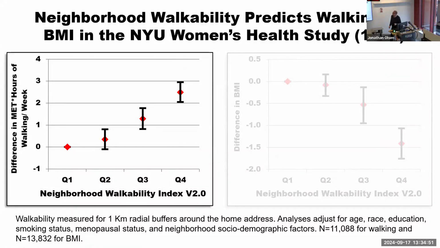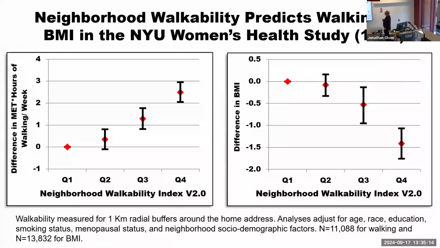So this is back in 1990. What I'm plotting here is the neighborhood walkability index. We call this version 2.0. And the difference in MET hours of walking per week. So you can see on this graph on the left that there is a strong association between walkability and engagement in walking amongst the participants in this cohort. Then also in 1990, you can see that there's a strong association between neighborhood walkability and lower BMI at baseline in this cohort. So our walkability index is performing exactly as we would hope. It predicts engaging in walking, and lower BMI. This is back in 1990.